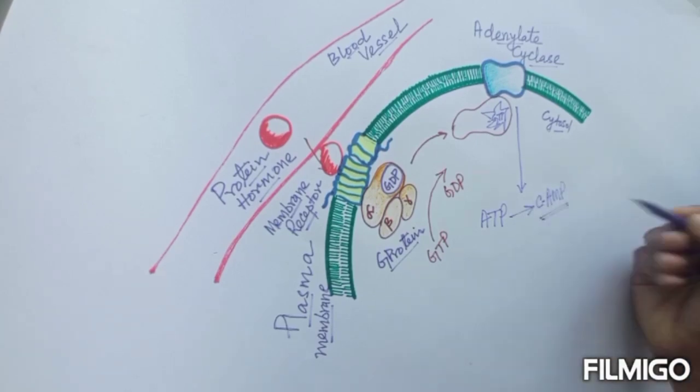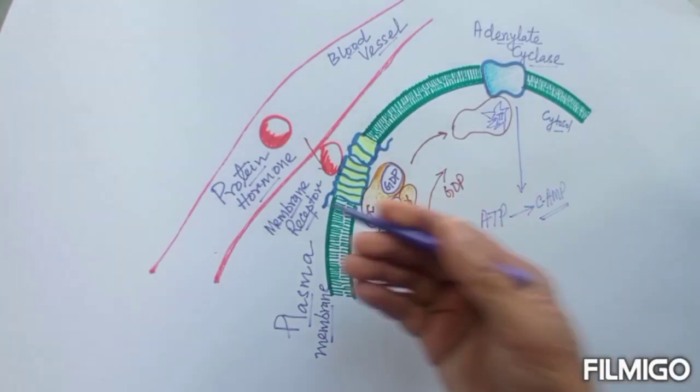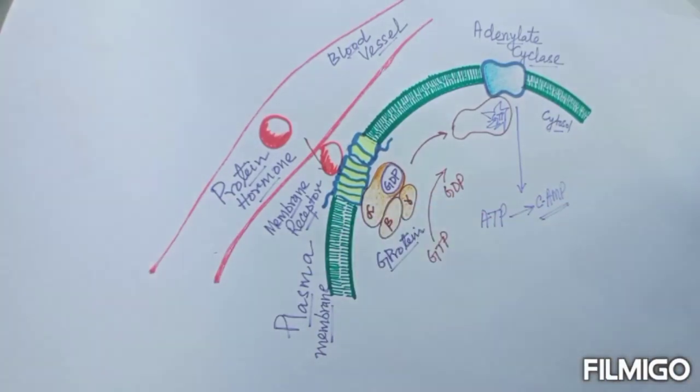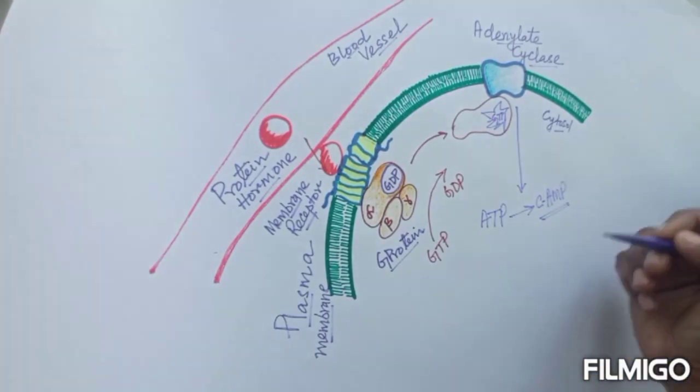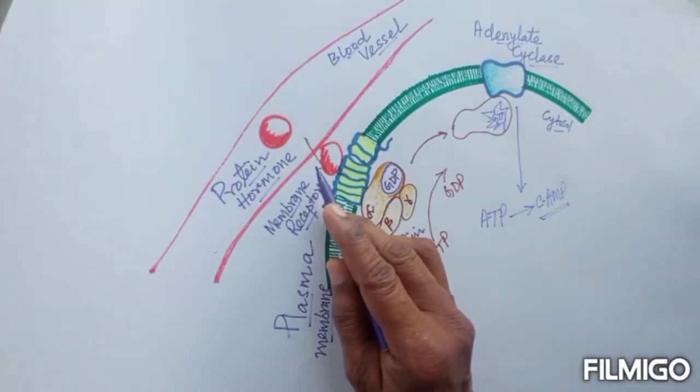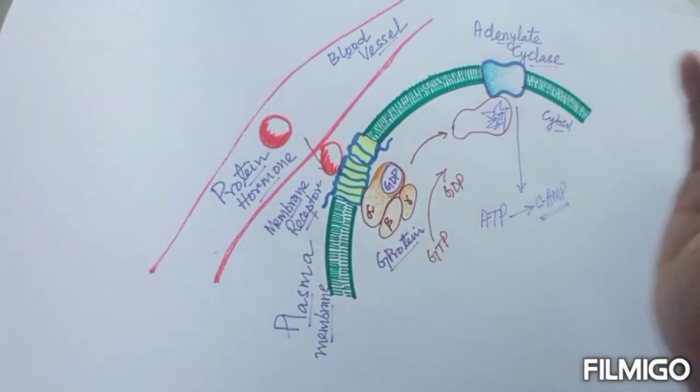So now cyclic AMP is the second messenger here for this hormone, whether it is an amino acid derivative, namely epinephrine, or a protein hormone, namely glucagon. The cyclic AMP acts as a second messenger. Here the hormone, as I said, acts as the first messenger. So this is the basic mechanism of a fixed receptor model.